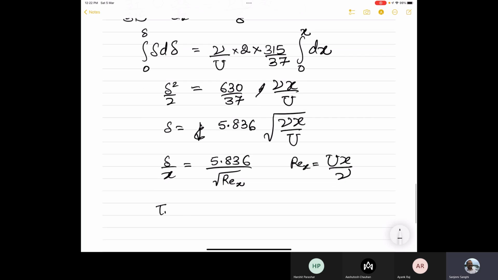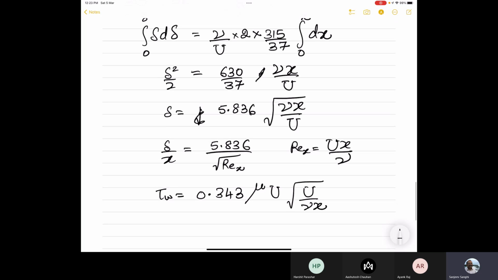And from here, when we calculate, the shear stress will become 0.343 mu U upon square root of U upon mu x. This is what will come out if you do these calculations. And what we find is that this coefficient, which we get by just this exercise which we have done in the class, is 0.343.